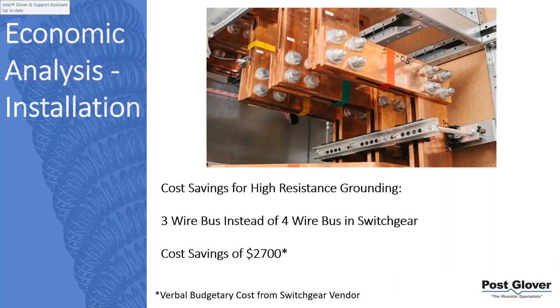So I mentioned before that you only need to have a single path to ground on a resistance grounding system. You do not need a neutral anywhere else. You obviously need to go from XO to the resistor to ground. You shouldn't need to carry the neutral anywhere else, which means that you'll have a neutral wire slash bus that you don't need. So essentially, there's cost savings there. We estimated this to be around $2,700.